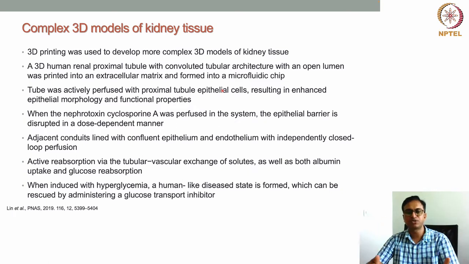There should be selective absorption and selective secretion. That kind of thing should go on within the proximal tubule. So the nephrotoxic, what it does when it is injected into their 3D printed tubule, that structure, is disrupt the epithelial barrier, and that is also in a dose dependent manner.